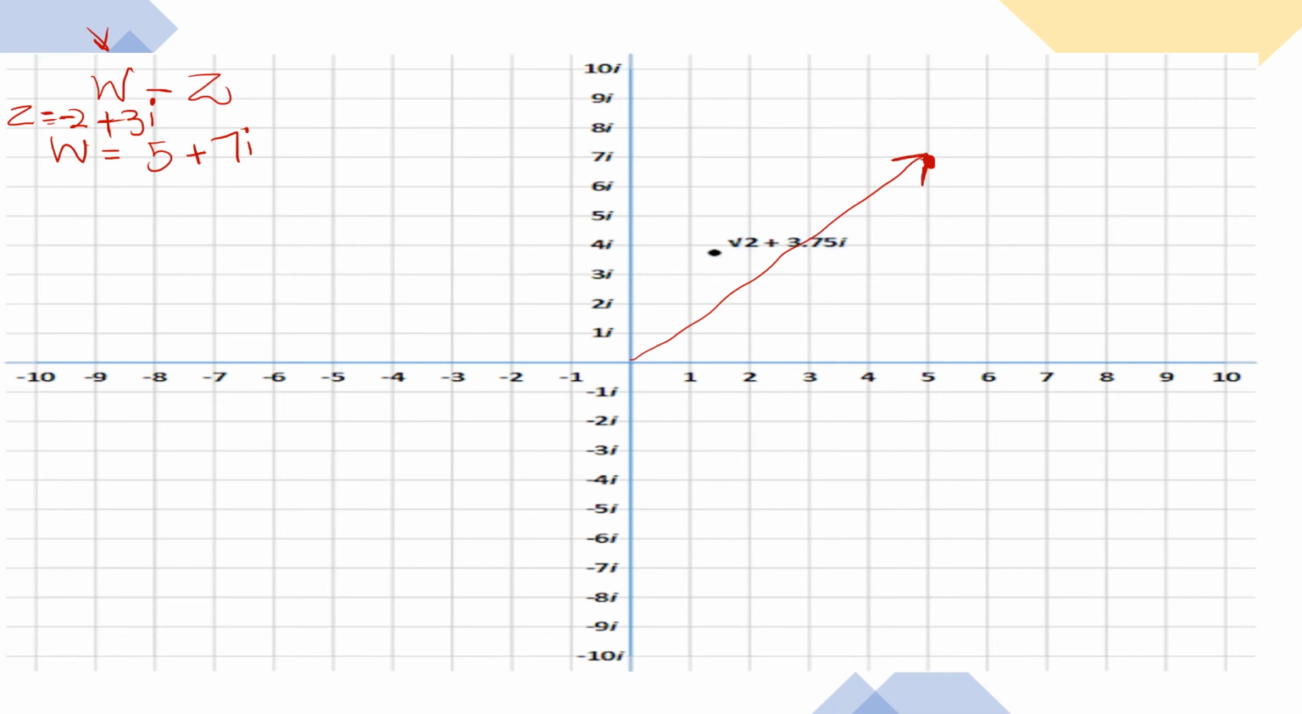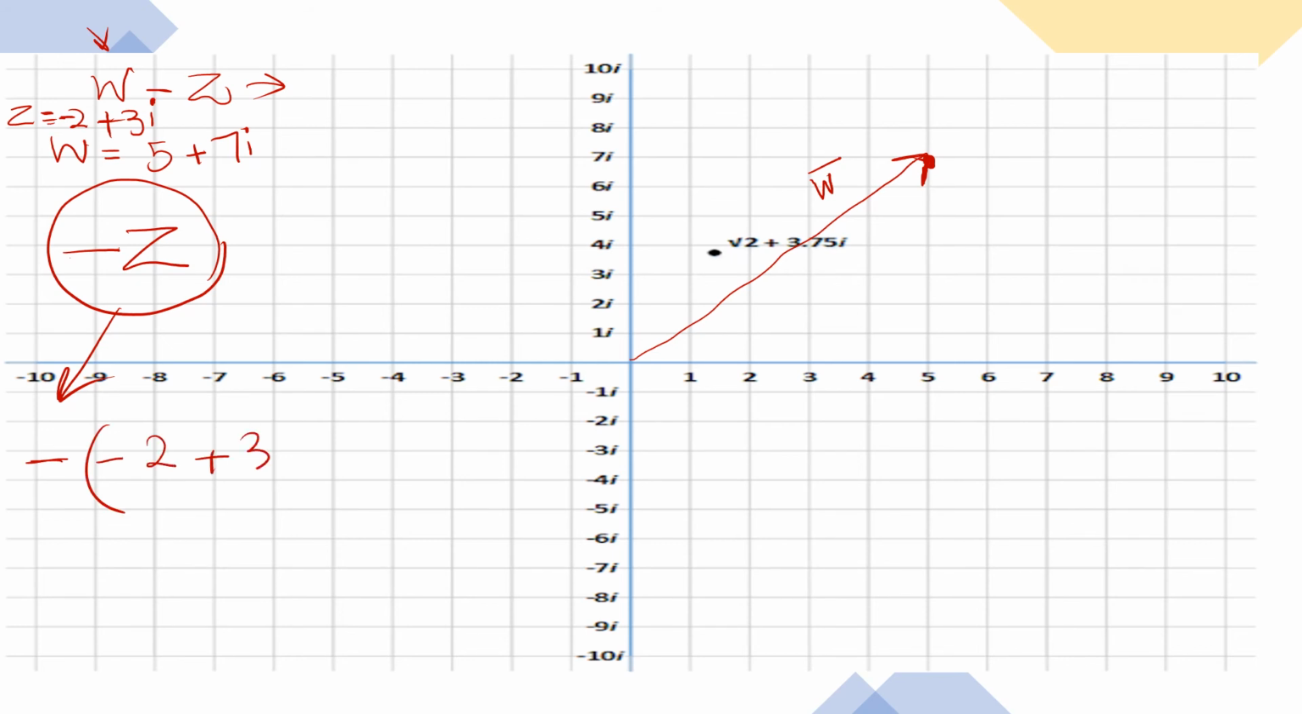Now wherever the head of the W vector is, you have to start the translation from that side. But the most important thing is that it is written negative Z. Look at this, negative Z. Negative is outside and Z is written inside, negative 2 plus 3i. Now when you open with the negative sign, it becomes 2 minus 3i. So you are not going to draw minus 2 plus 3i. You are going to draw 2 minus 3i because this is the resultant vector after the distribution of the negative sign.